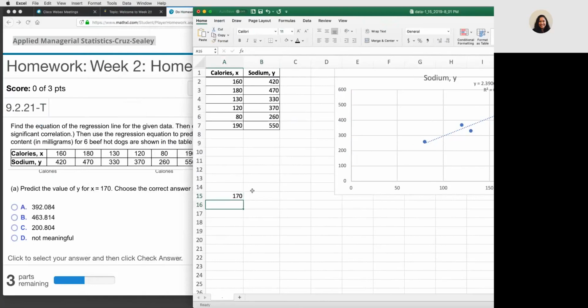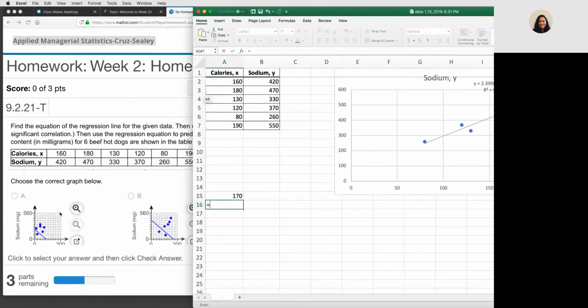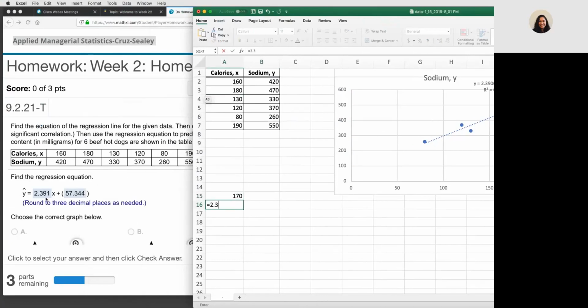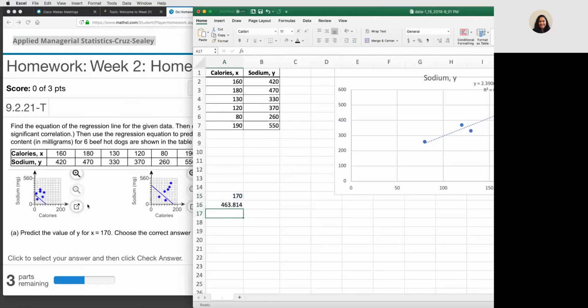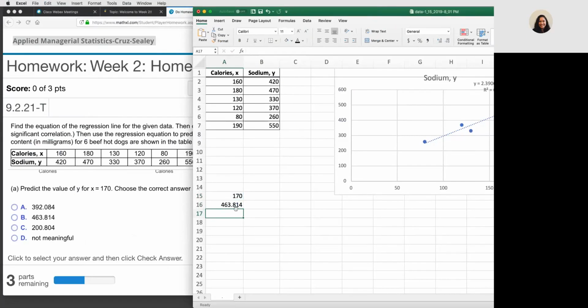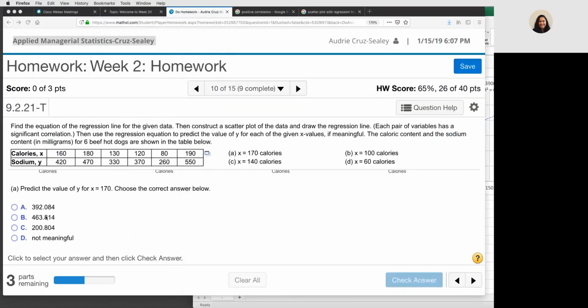Okay. Then right under that 170, I'm going to hit equals, and I'm going to start typing in the regression equation, which is this one right here. So I'm going to have 2.391 times x, but x is 170. So I'm going to click on the box I put the 170 in, plus 57.344. Once you have the regression equation in, replacing the x with the box for 170, I'm going to hit equals, and then it gives me the number: 463.814. So I'm going to go over here and click it.